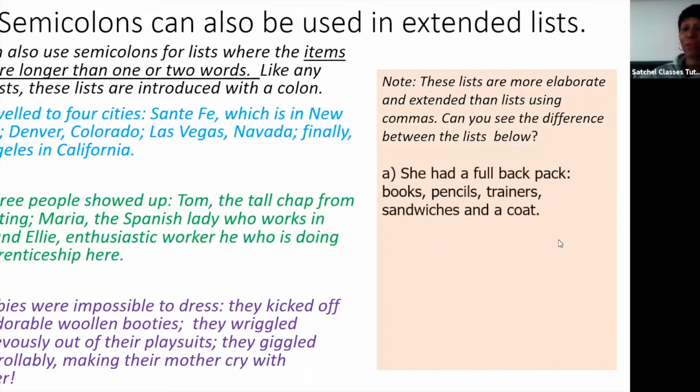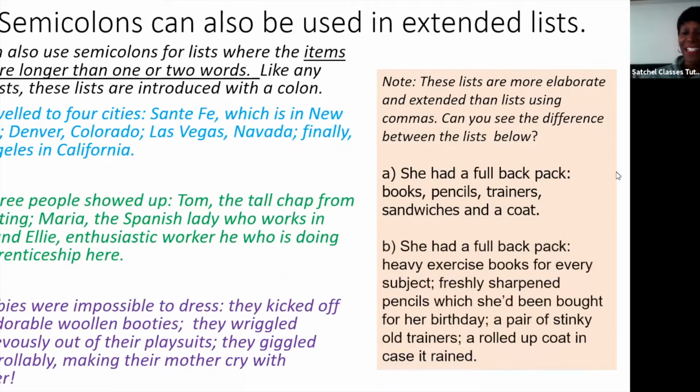List A: she had a full backpack: books, pencils, trainers, sandwiches, and a coat. List B: she had a full backpack: heavy exercise books for every subject; freshly sharpened pencils, which she'd been bought for her birthday; a pair of stinky old trainers; a rolled up coat in case it rained. So we can see here, using the semicolon, the list is much more extended.